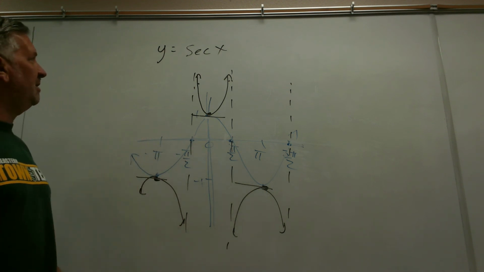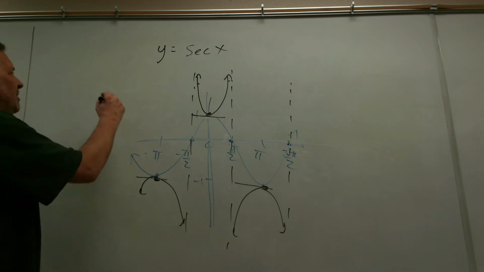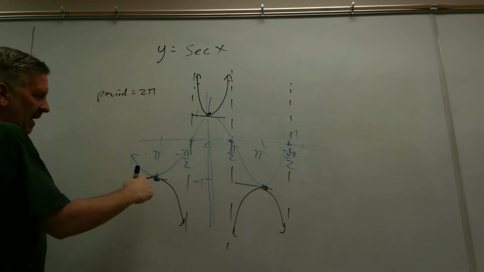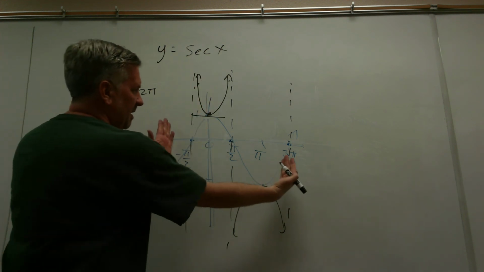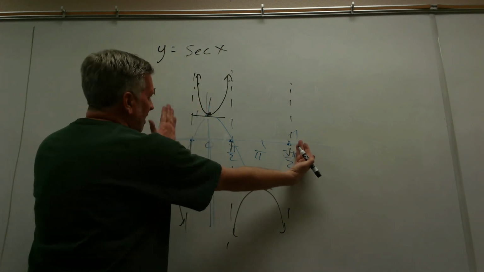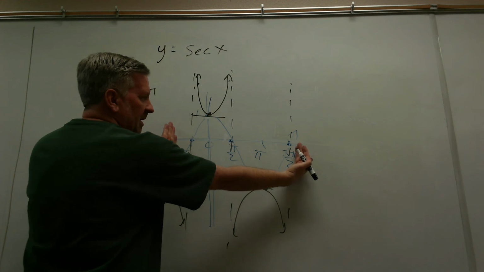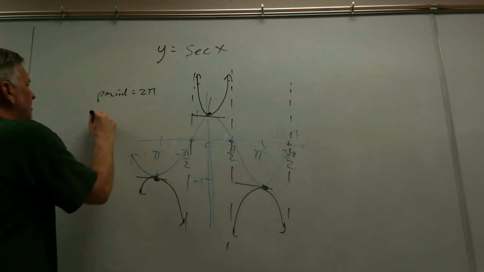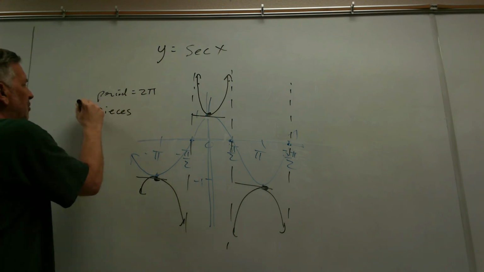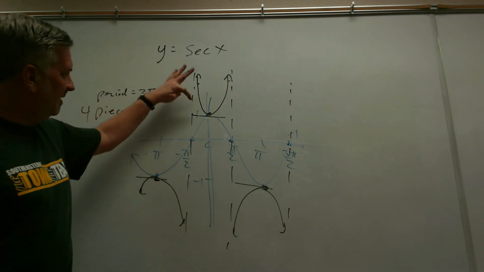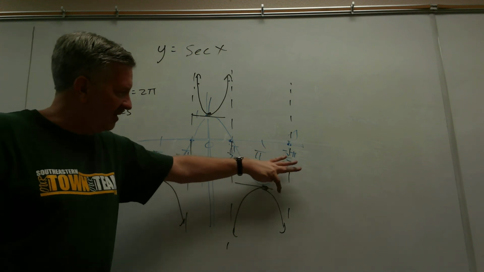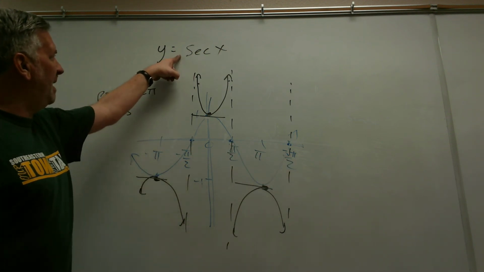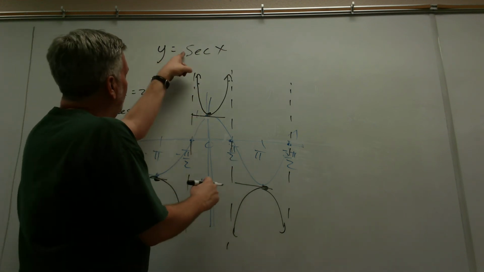Now, is the secant graph periodic? Yes, it has a repeating pattern. The period, not surprisingly, is 2 pi. You need a down cup and an up cup. Notice from minus pi over 2 to pi over 2 to get an up cup and a down cup is 4 pi over 2, the distance, and that's 2 pi. And not surprisingly, we would do 4 pieces. I think of this as half of a cup, half of a cup, half of a cup, half of a cup. That's 4 pieces.